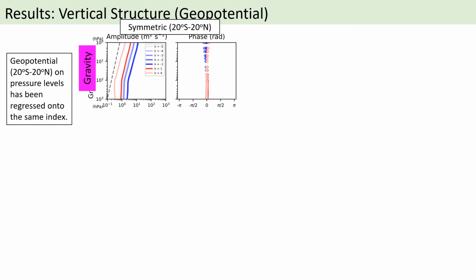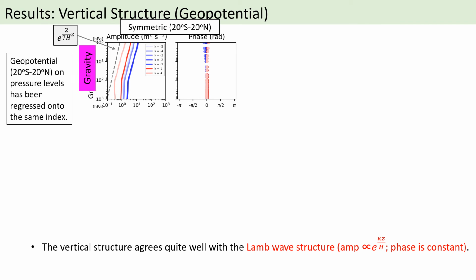So next, we investigate the vertical structure. Here, the geopotential data have been regressed onto the same index. Now here are the results for the gravity wave mode, and the left panel is for amplitude and the right panel is for phase. And here also shown is the theoretical Lamb wave structure, and we see that the observed structure agrees quite well with the Lamb wave structures.